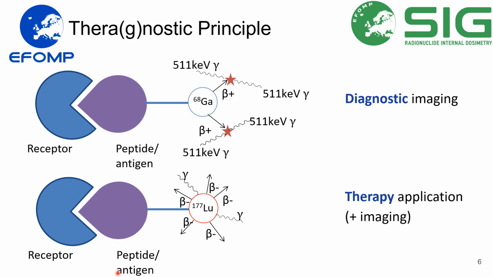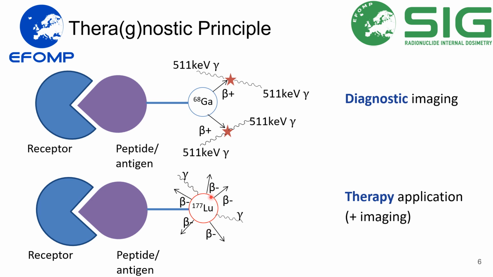So you see on the left side, nothing has changed. Even the peptide, the exact counterpart, is the same. But here the radionuclide has changed. So for therapeutic application, we use mainly beta minus emitter or alpha emitter. You're gonna hear more in the subsequent lectures on that.